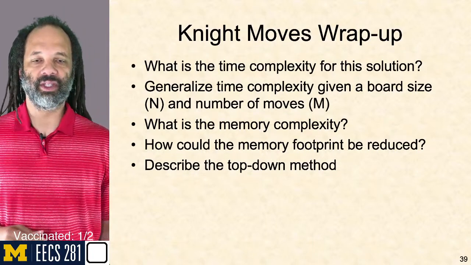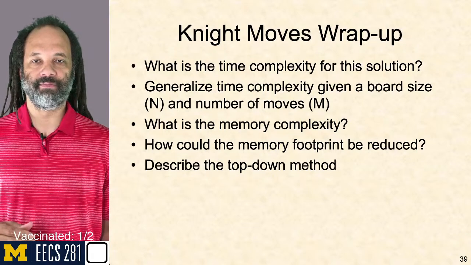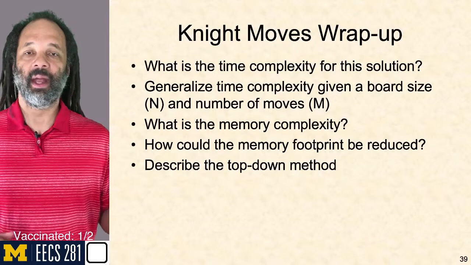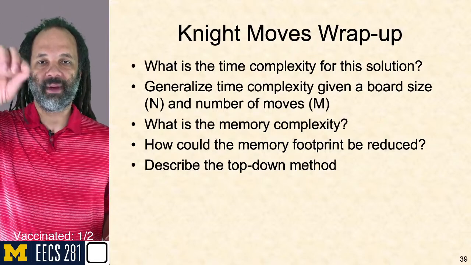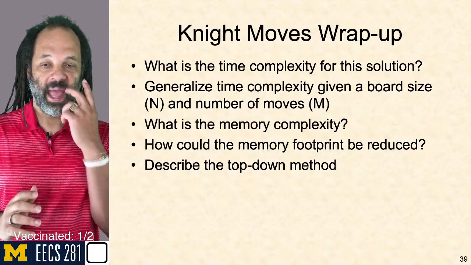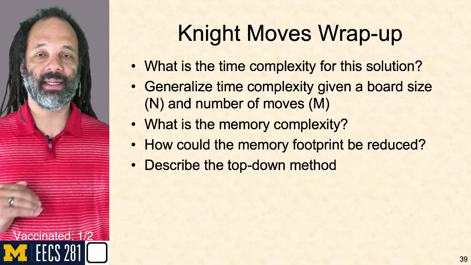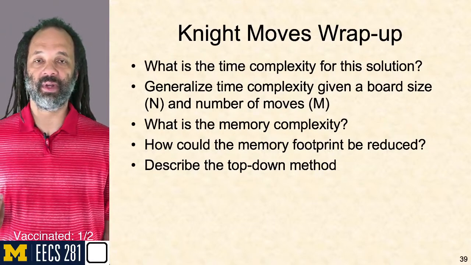So if I were to generalize that and say, well, how can you do this in a board of size 40 by 40 in some number of moves there, right? You can say 40 by 40 by the total number of moves. So n by m is the general time complexity. The memory complexity is similar if we do it simply.